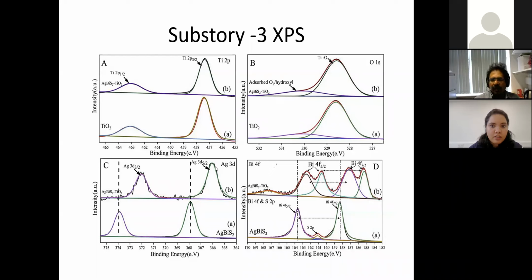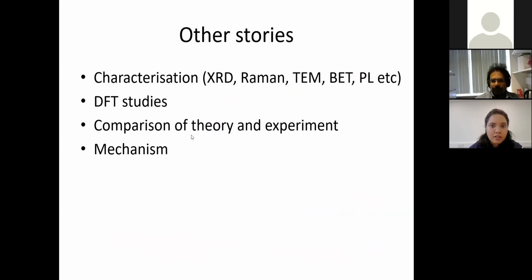And this is one of the few papers that explain the impact of oxygen vacancies, the formation of Ti3+, or formation of Ti4+, the impact of silver. All those things are incorporated in this paper, or silver bismuth sulfide and its impact on TiO2, the Ti-O bond formation. There's a lot of information on XPS also included in that paper. That's a part of the sub-story she has given in that paper.